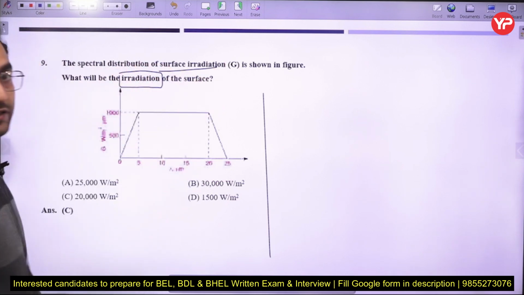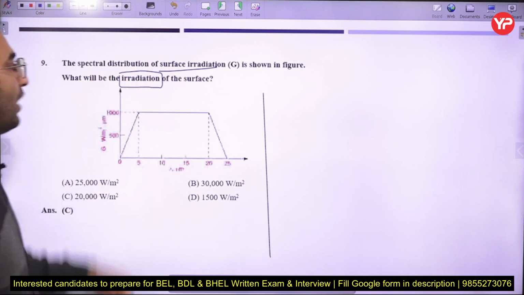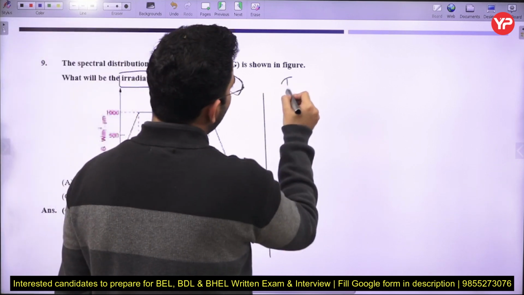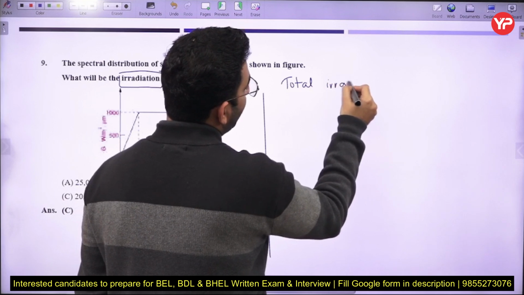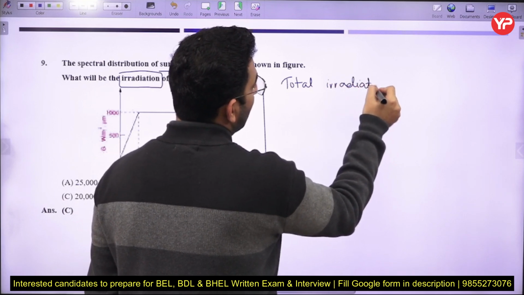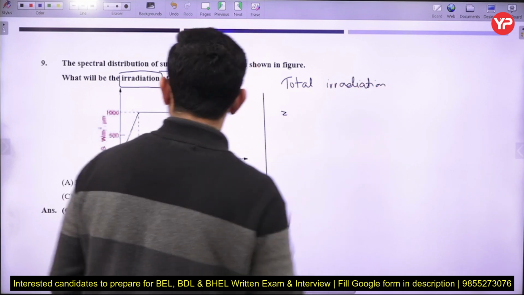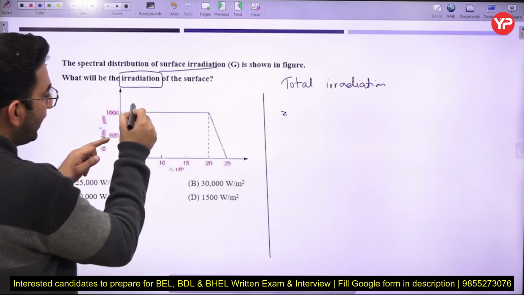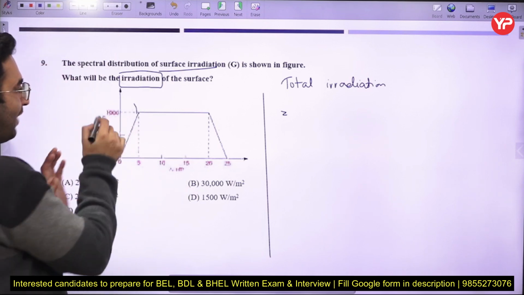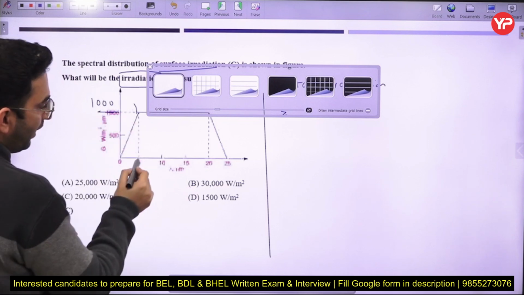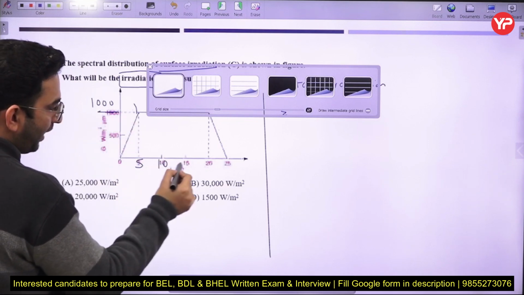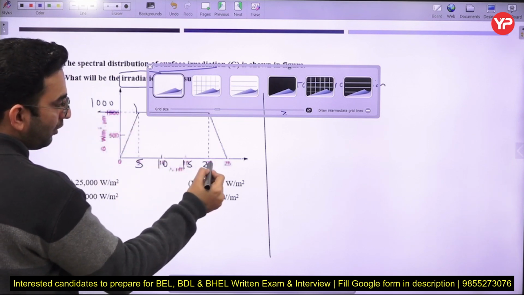Okay, so now in that case we have been provided with the spectral distribution of surface irradiation with the wavelength. So if you want to find out the value of the total irradiation, that is a very simple part. The total irradiation can be calculated by calculating the total area here. Okay, so here you can see the area of this triangle is, now the value is not visible to you, it is around 1000 here.